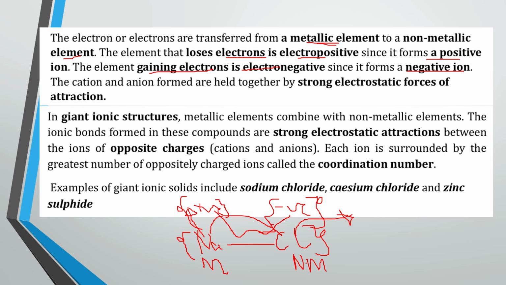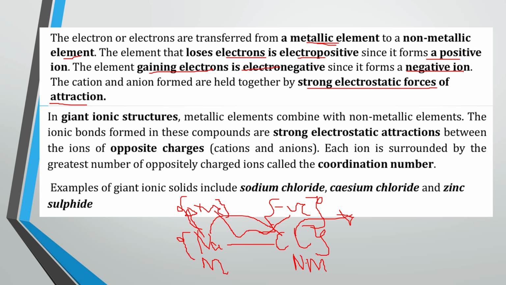So the cation and anion are going to be held together by strong electrostatic forces of attraction. And you have said that the reason for that is because the bond that is being formed is joining ends of different charges, one positive and the other negative. So the forces holding ends of different charges are called electrostatic forces of attraction.